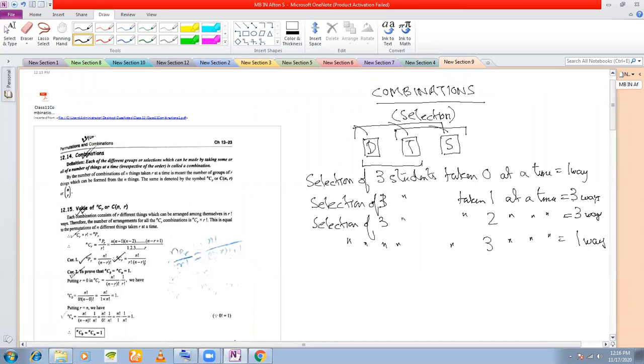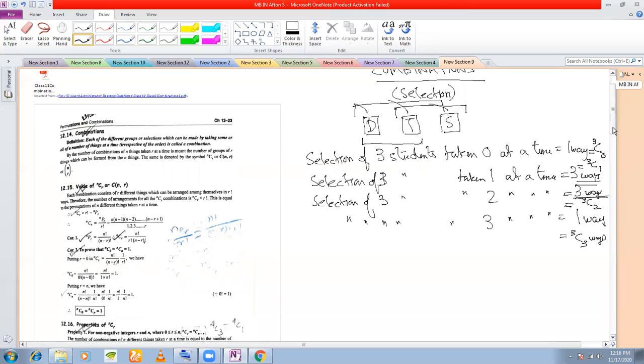Now here, the combination is denoted by C. Selection of three students taken 0 at a time is denoted by 3C0. The value here is 1. I'll show you how to calculate the value later. Selection of three students taken 1 at a time is denoted by 3C1, which you calculate the value to be 3. Selection of three students taken 2 at a time is denoted by 3C2. We'll show this to be equal to 3 later. And this is denoted by 3C3. That is what combination means.